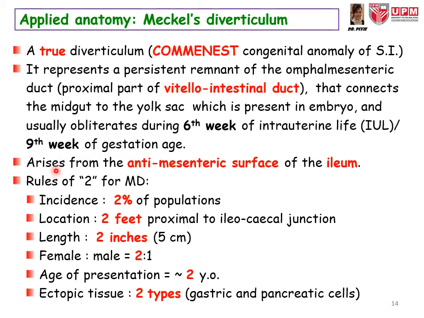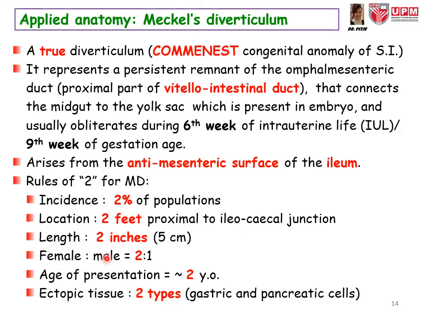This diverticulum arises from the anti-mesenteric surface of the ileum. It is important to remember the rules of two applied to the Meckel's diverticulum. The incidence is about 2% of the population. The location of the diverticulum is usually 2 feet proximal to the ileocecal junction. It usually measures about 2 inches in length.